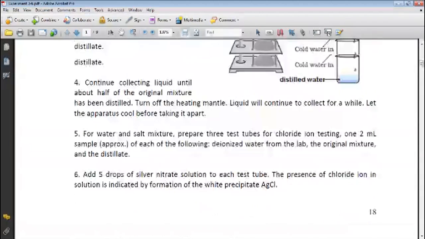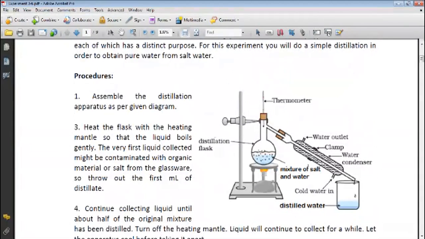So here, what we have, if you test with this, you will get a white precipitate. And when you take the liquid from this and test the water, you will not find the white precipitate, because it is pure water. And it is again confirmation that by using distillation you are able to separate the water out of the salt.